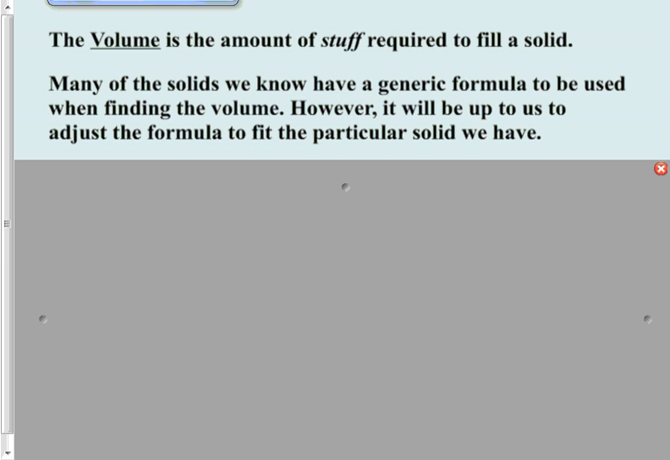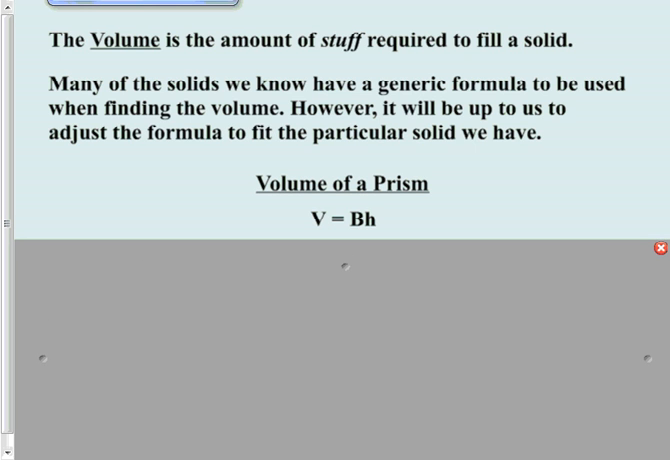Now, many of the solids that we're going to be looking at, or that we have been looking at, do have a generic formula that goes along with them when it comes down to finding volume. That's going to be true for both the prisms today and the pyramids on the next one. But the formula is written in a very generic form, which means it's going to be up to us to make the formula fit the particular solid that we're actually looking at. So here is the formula.